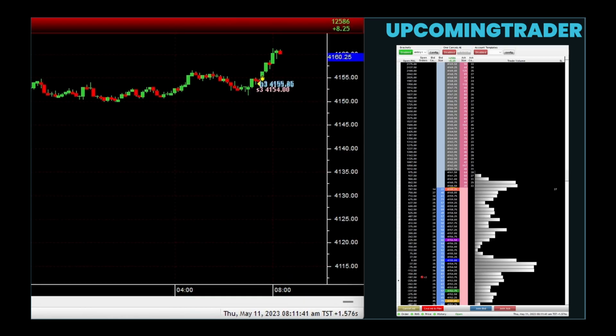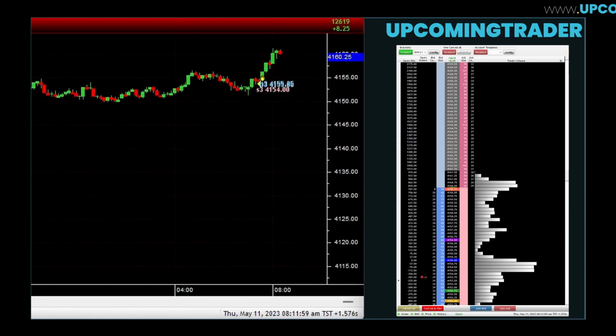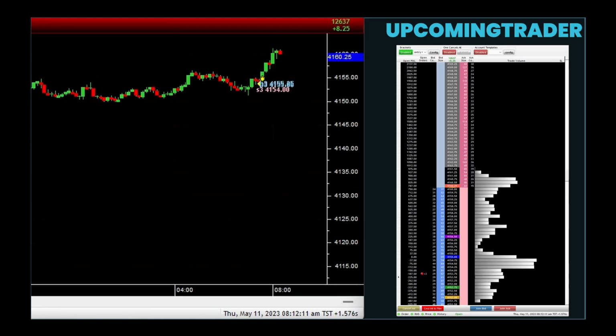Picture a ball bouncing against a solid floor, but with each bounce it does not go as high as before. Eventually, the ball runs out of energy and breaks through the floor. In the case of a descending triangle, the price keeps getting pushed down to the support level by the sellers, and once the support finally gives way, the price is likely to break downward sharply. This means that the sellers are taking control of the market, and it suggests that the downward pressure is about to increase.